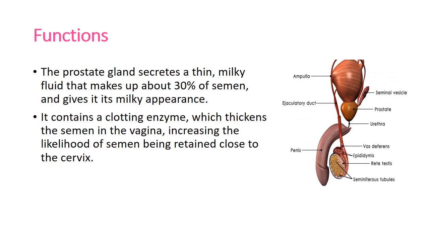It contains a clotting enzyme which thickens the semen in the vagina and increases the likelihood of semen being retained close to the cervix. That's why semen will clot at the entrance of the cervix, so the sperm will be retained near the cervix for fertilization.